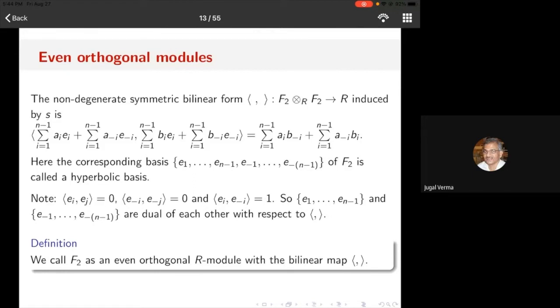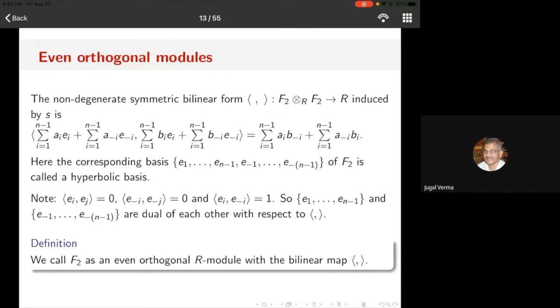Then with respect to this basis, the bilinear map is defined this way, where any element can be written as the summation of a_i e_i, i from 1 to n minus 1, plus the summation of a_{-i} e_{-i}. And so the bilinear map is in this form. We can see that the basis of F2 with respect to this bilinear map is called the hyperbolic basis, because it can be checked that the inner product of e_i, e_j is 0, of e_{-i}, e_{-j} is 0, and the inner product of e_i, e_{-i} is 1.